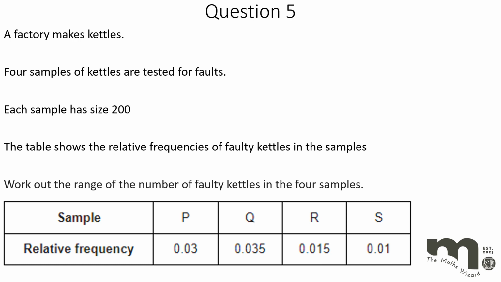Okay, so on this question there's a lot of data here. We've got a factory that makes kettles, and there have been 4 samples of these kettles tested for faults. Each sample has a sample size of 200, and we've got the relative frequencies based on those samples here. So these are the probabilities or relative frequencies that the kettle was faulty in each sample. We want the range here, so think about what range means. The range of the number of faulty kettles in all 4 of those samples.